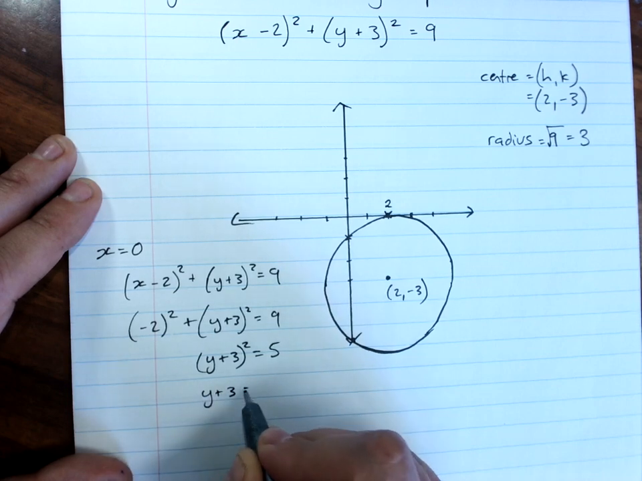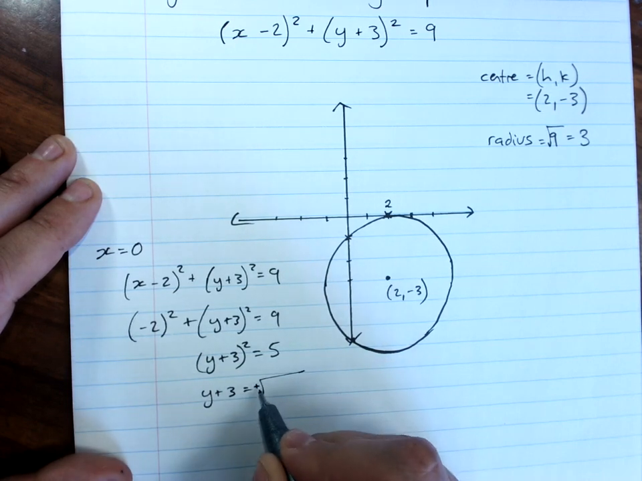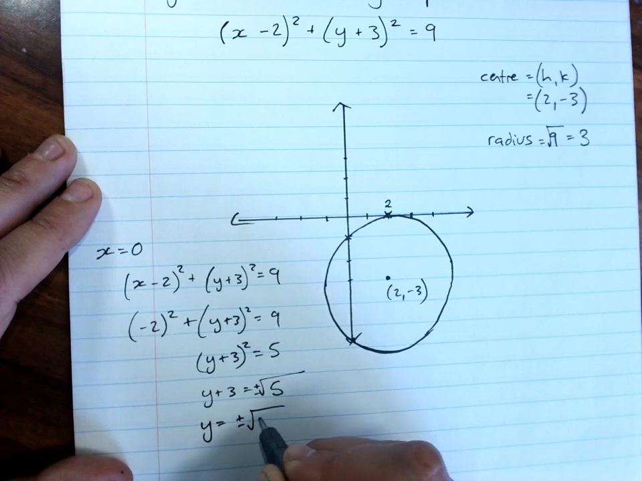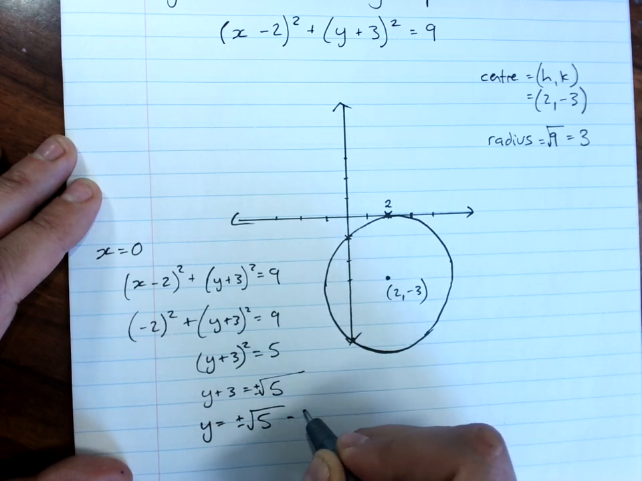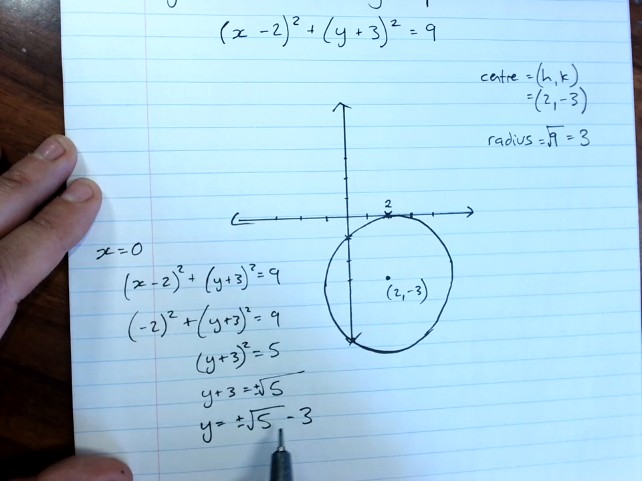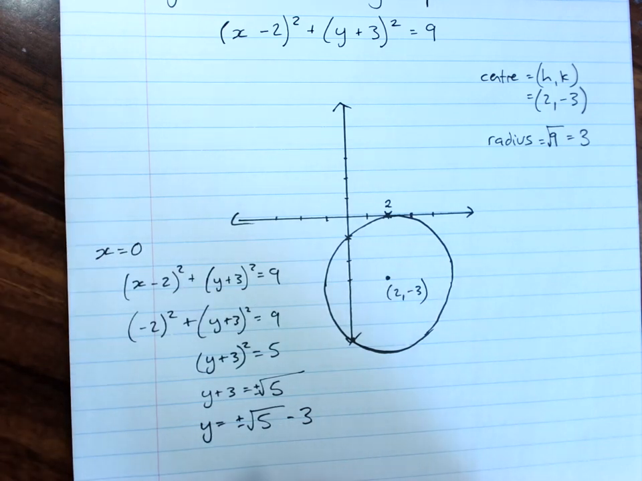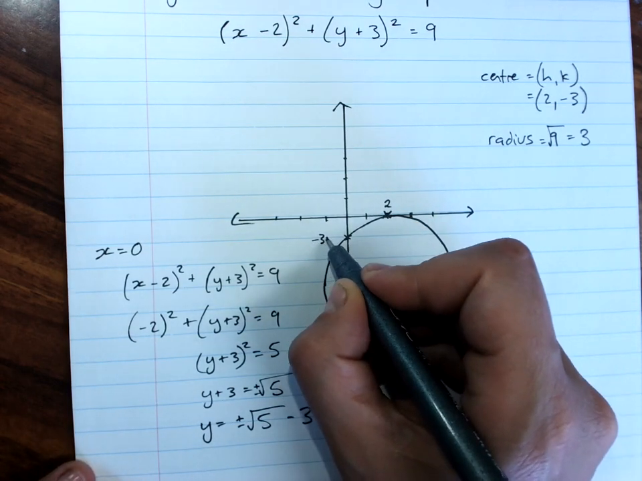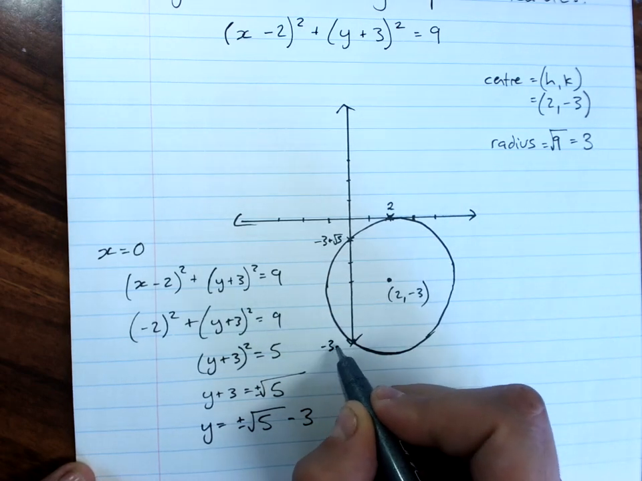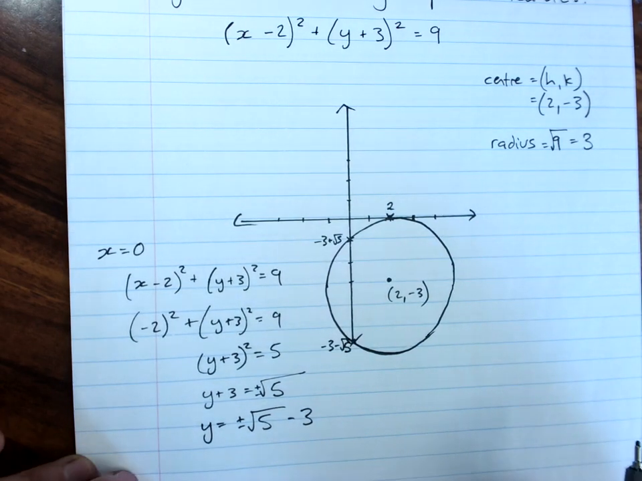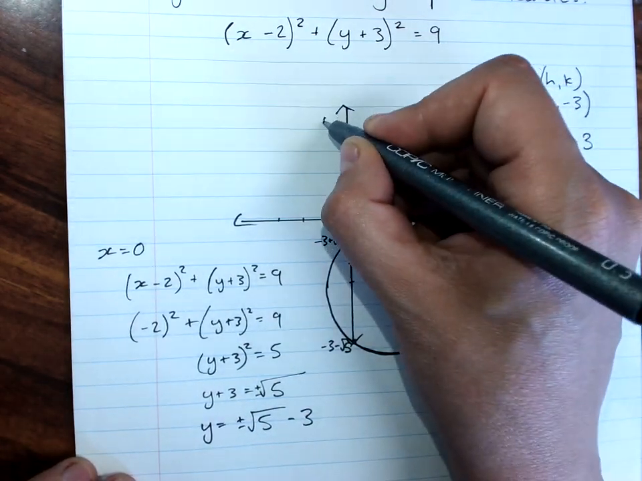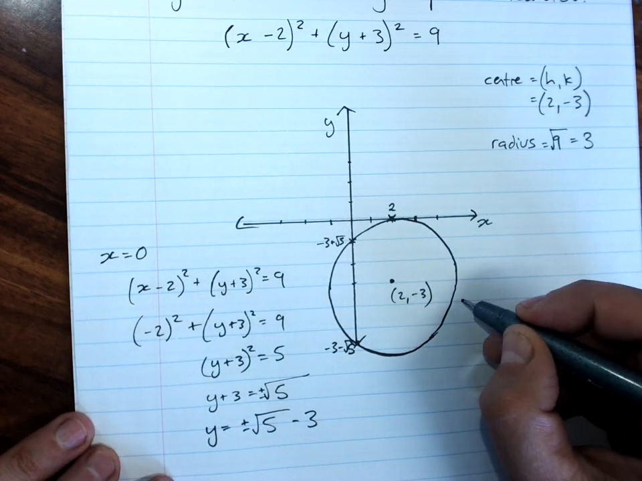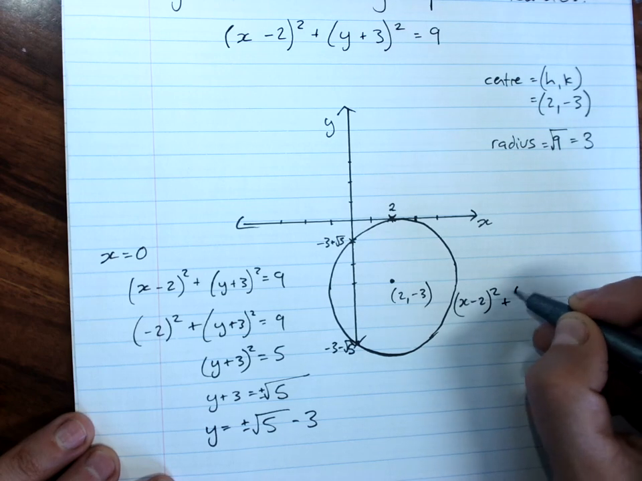Y plus 3 equals, take the square root of both sides, plus or minus the square root of 5. So y equals plus or minus the square root of 5 minus 3, or of course negative 3 plus or minus the square root of 5. And this will mean that I have negative 3 plus root 5 and negative 3 minus root 5 as my intercepts, very poorly drawn. Label x and y, and label your graph with its rule.